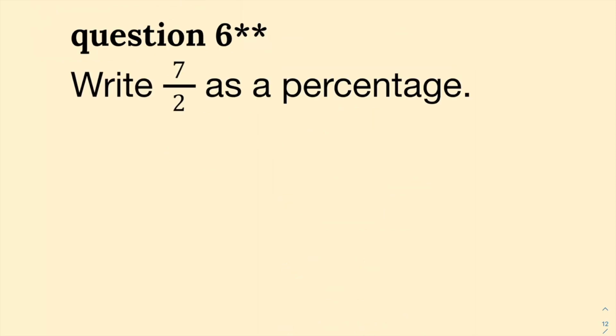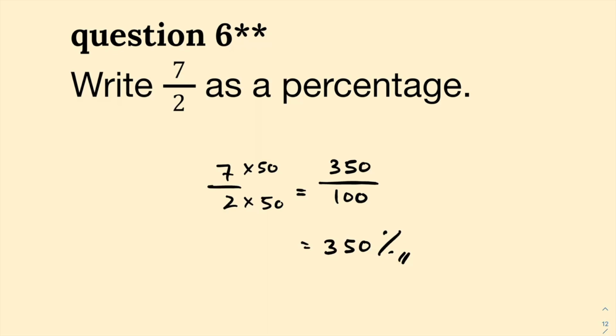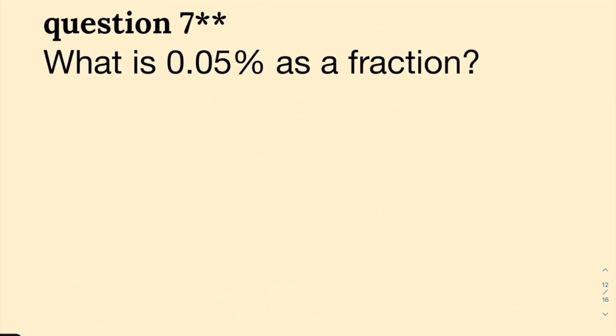7 over 2, an improper fraction, as a percentage. Well, with 2 as the denominator, we can turn it to 100 really easily. Just multiply by 50. We get 350 for the numerator. The answer is 350%. 0.05%.